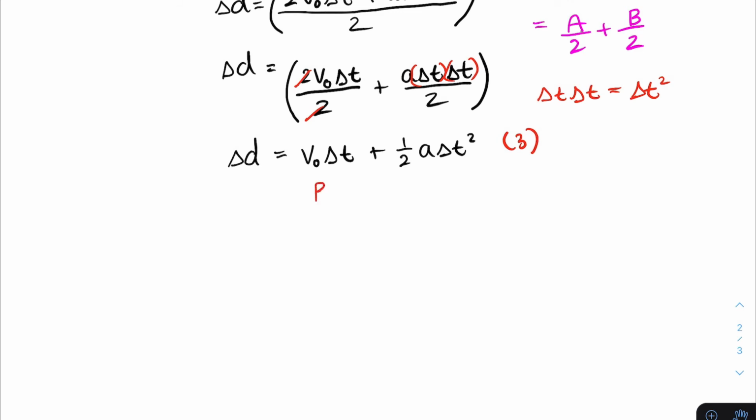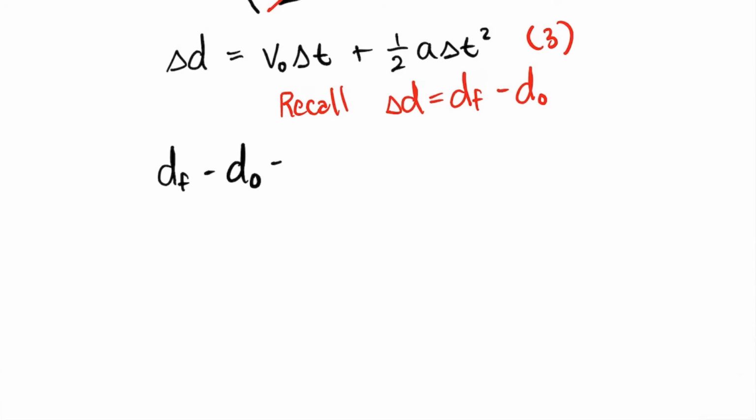So recall that we define the displacement of an object as the change in position. So it will be d final minus d initial. So we're going to replace the displacement on the left side by the change in position definition. D final minus d initial equals v initial delta t plus a half a delta t squared. Now, the last step in this, we're going to just move the d initial term to the right side of the equation, which actually really means adding d initial to both sides of the equation.